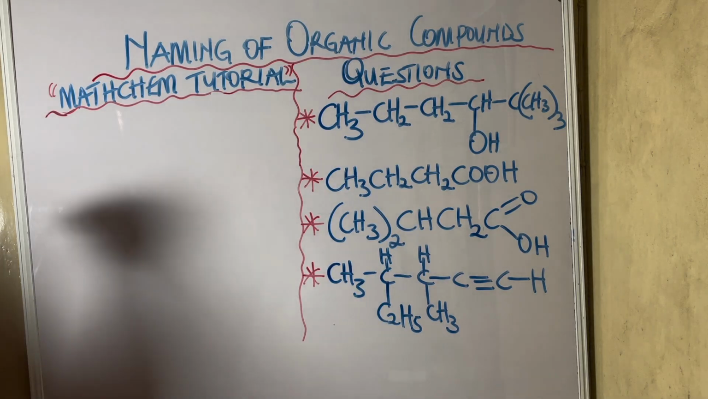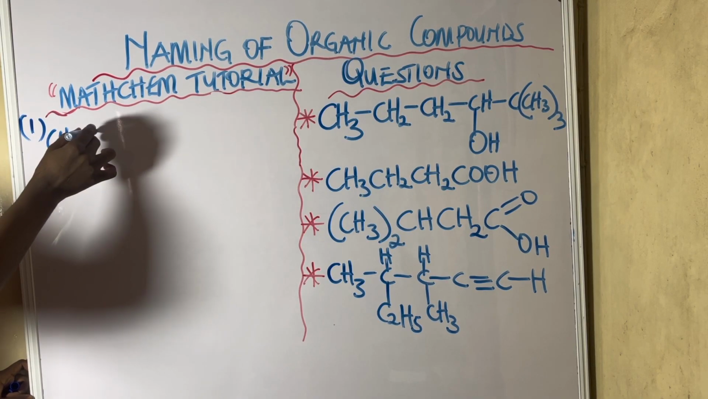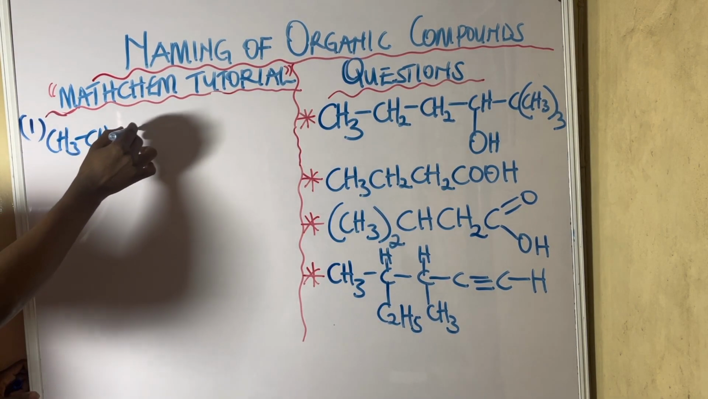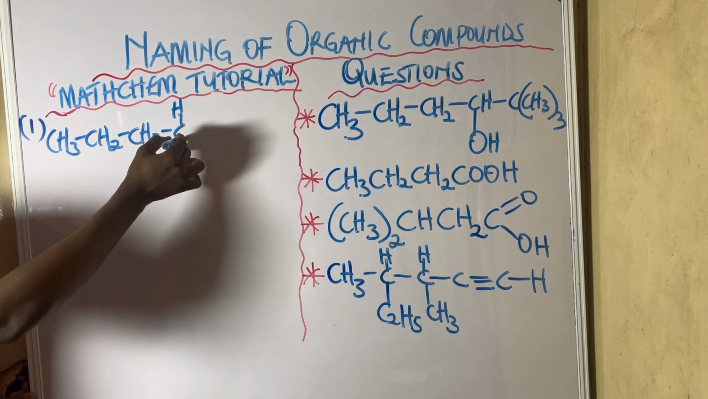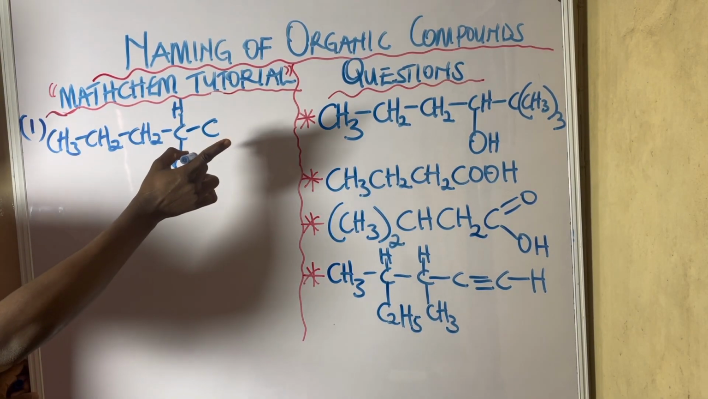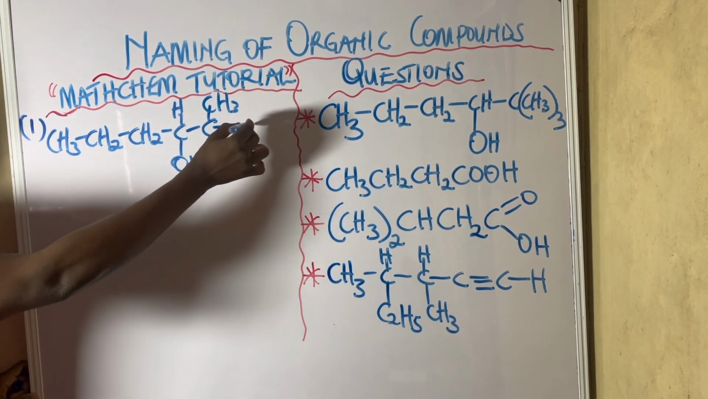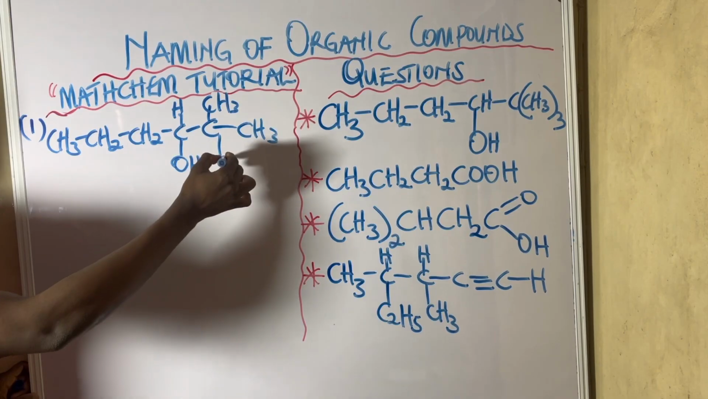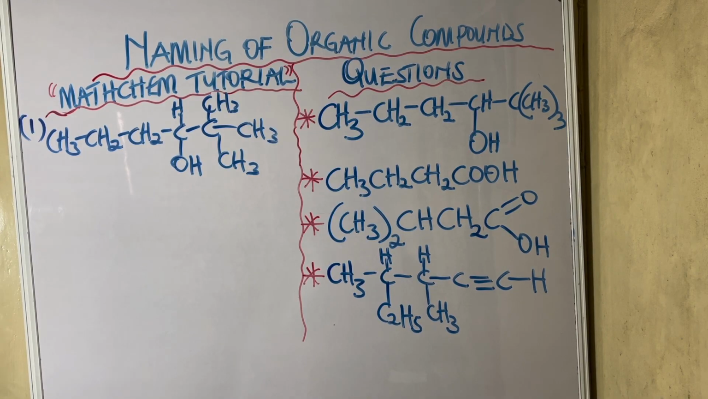The number one compound says that CH3, CH2, another CH2, C, then this H can be here. We have our whole H here bonded with C and 3 CH3. Let me put the first CH3 here, the second CH3 here, and the third CH3 according to the question. For this compound to have OH, definitely it is an alkanol group.